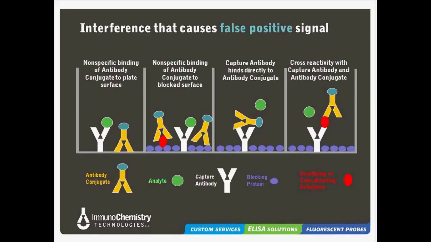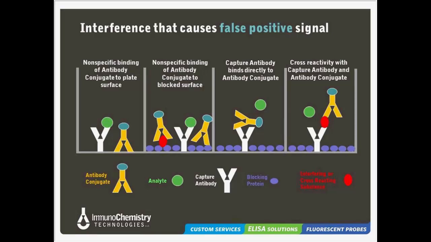All right, in this slide, we mentioned a few ways that you can get false positive interferences, and there are a lot. Limited time today, so we just grabbed a few common ones that you might run into, just for demonstration purposes.